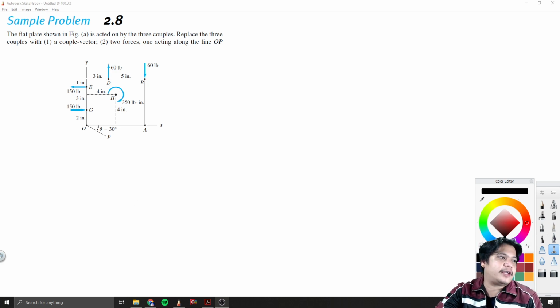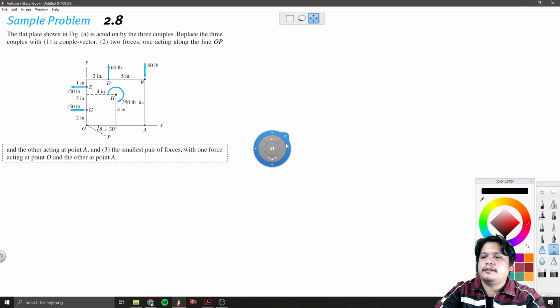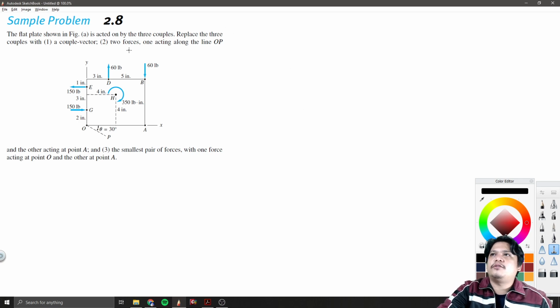OP, may kadugtong yan. Okay, and then ito yung kadugtong. So, one acting along the line OP and the other is acting on A. And three, the smallest pair of forces with one force acting on point O and the other one is acting at point A. Alright. Unahin muna natin yung first.